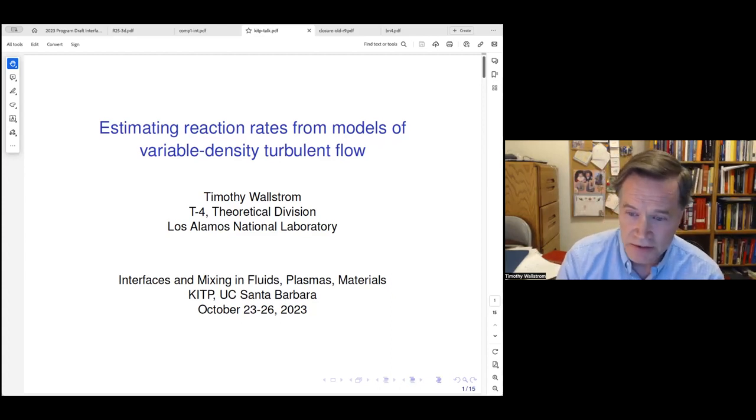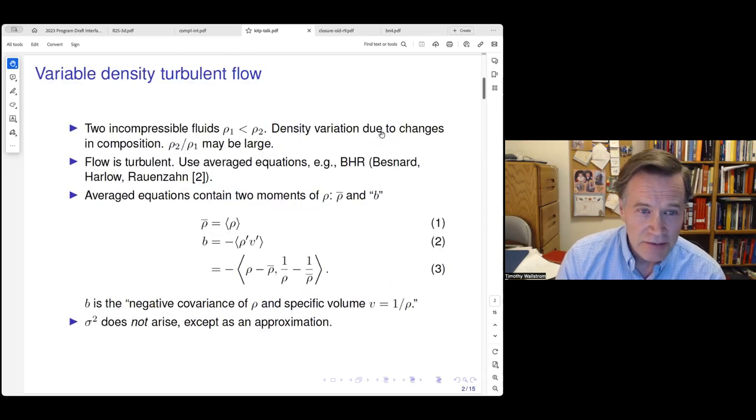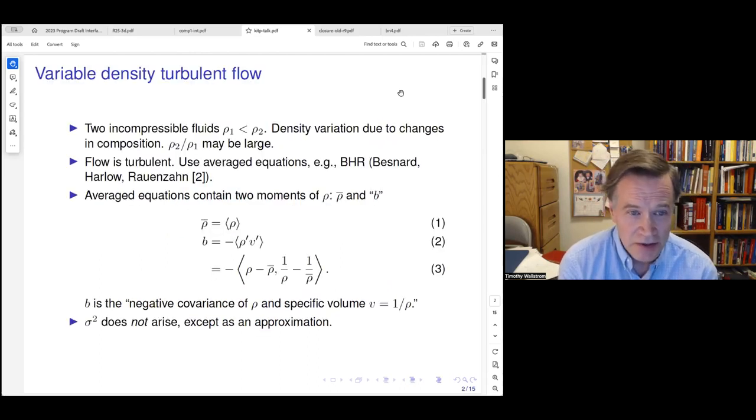And the particular instance that I'm looking at here is variable density turbulent flow, where you have two incompressible fluids, and the density variations then are just due to the changes in composition. But the important thing is that this ratio in the densities might be large.